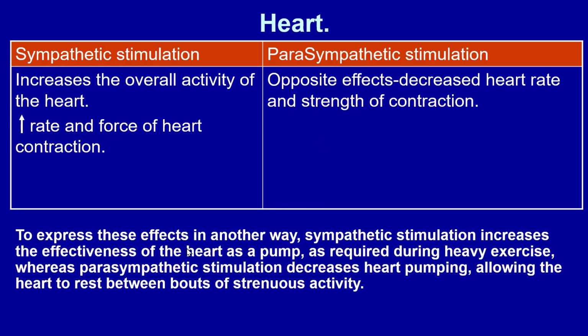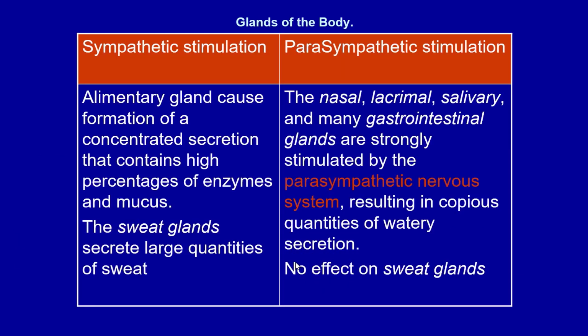To express this effect in another way, sympathetic stimulation increases the effectiveness of the heart as required during heavy exercise, whereas parasympathetic stimulation decreases heart pumping, allowing the heart to rest between bouts of strenuous activity. So during strenuous activity, the heart rate and force of contraction increase, and during rest, the heart rate and force of contraction reduce.